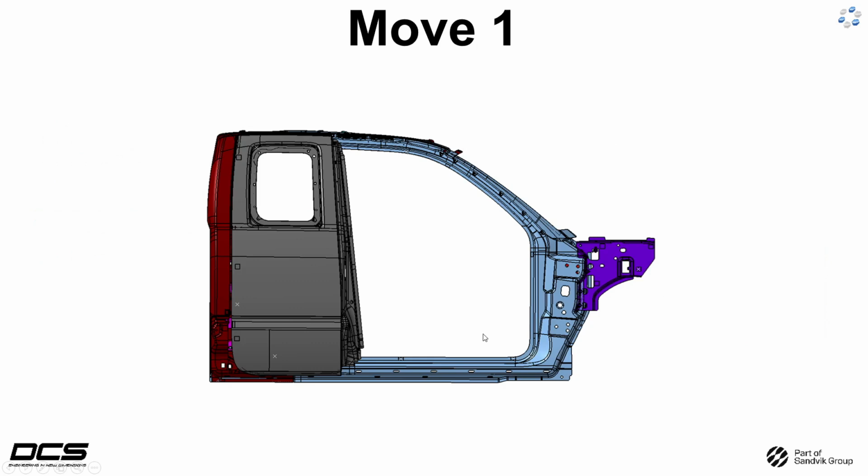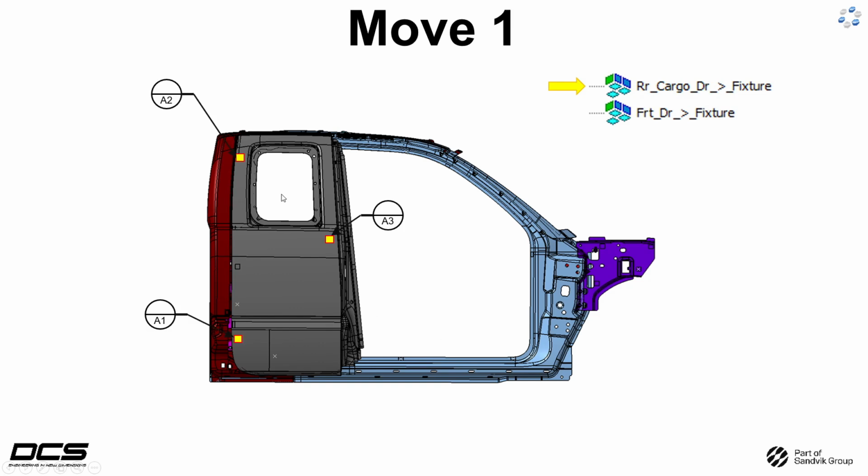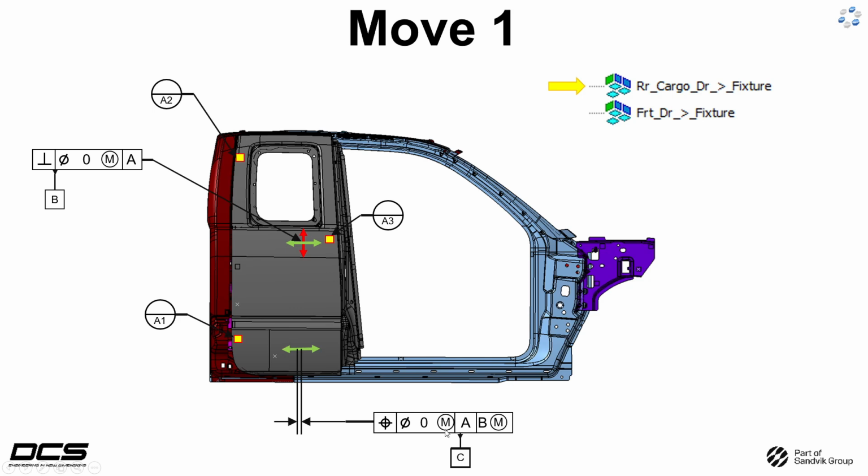So briefly, we're just going to go over these moves really quick. This is our first move. We're going to bring the rear door in there. 3 primary here in yellow, which represent the fixture pads, and then a combination of the 4-way and the 2-way that are going to constrain our secondary and tertiary controls.